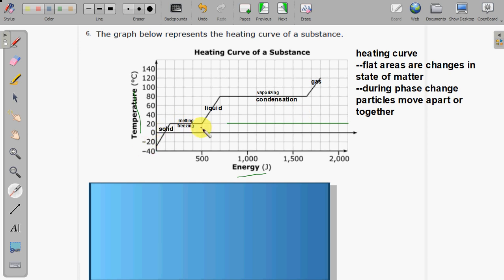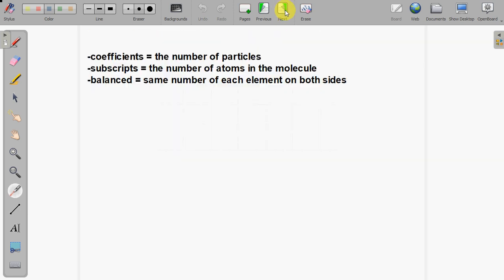All right, so that is a heating curve. The flat areas are changes in state or phase changes. And during a phase change, the energy change has to do with how far apart the molecules are. And then on the slanty bits, the temperature is going up because the energy is causing the molecules to move faster. Remember, temperature is just like the speed of the molecules, kind of.